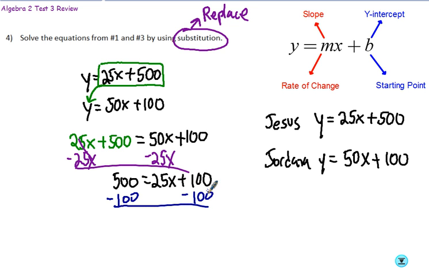And then 500 minus 100 gives us 400. And then we just need to divide by 25. So when we divide by 25, we get x equals 16.